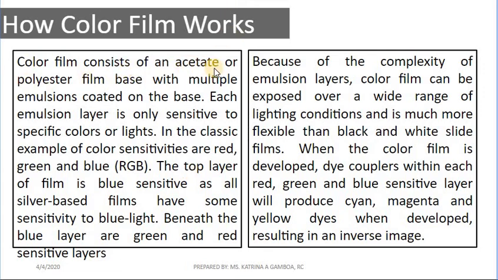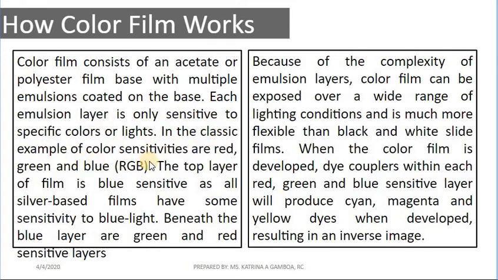Color film consists of an acetate or polyester film base with multiple emulsions coated on the base. Kaya ilang layers nga meron ang film? How many layers a color film has? Seven. So, each emulsion layer is only sensitive to specific colors of light.